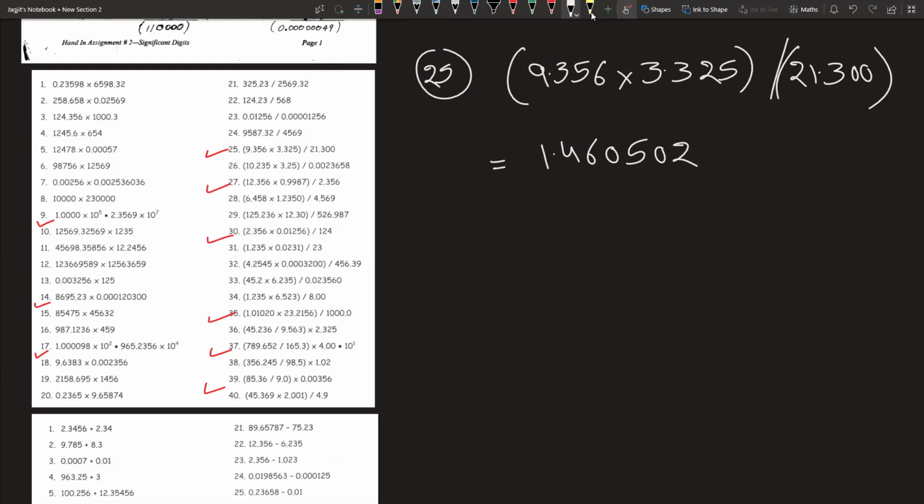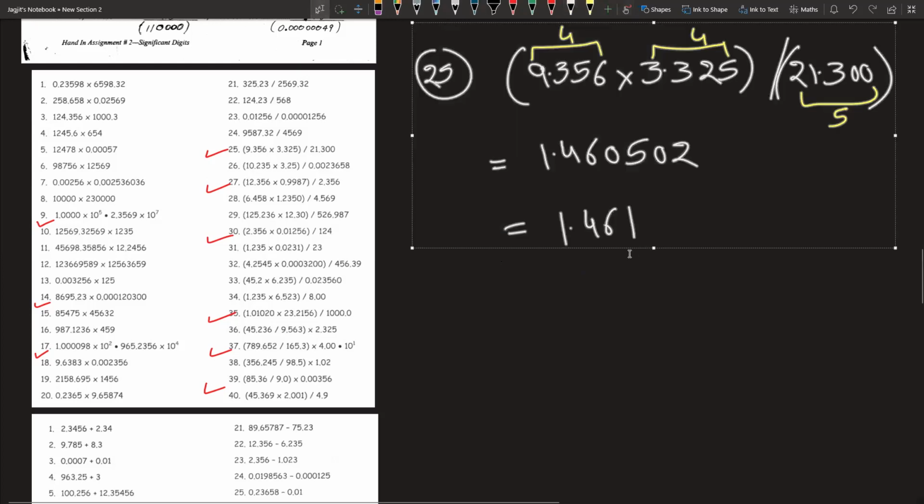This leaves me with 1.460502. Okay, let's look at the sig figs. How many sig figs are there? 4. How many sig figs are there? 4. How many sig figs are there? 1, 2, 3, 4, 5. My answer should only have 4. So it should be 1.460, and instead of 0, I round it up to 1. So that's your final answer with just 4 sig figs. Any questions so far? Okay, good.